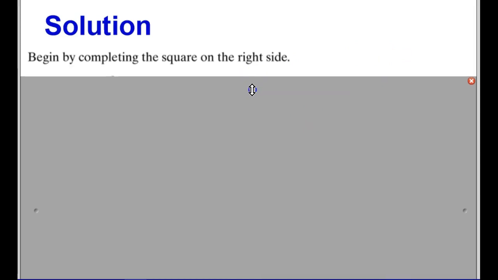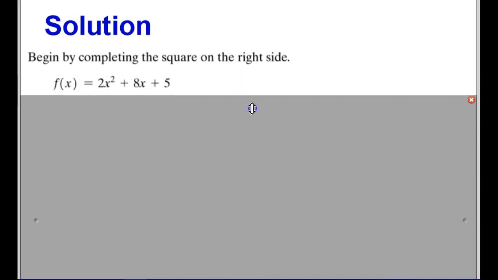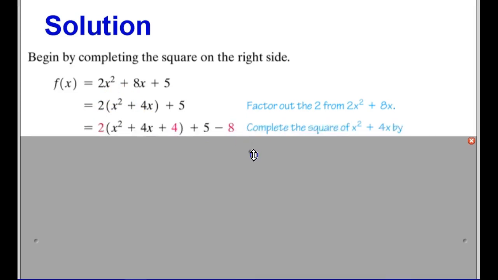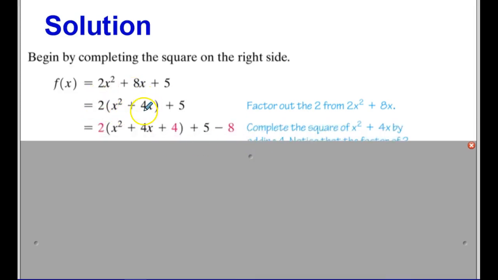So the first thing we do is we complete the square on the right side. Okay? So here's my original equation. I've got my 2x squared plus 8x plus 5, and then I complete the square. So I go ahead and I factor out a 2 from my first two terms, because to complete the square I really need this value to be a 1 in front of my x squared. So I can factor out that 2. Don't forget your parentheses.